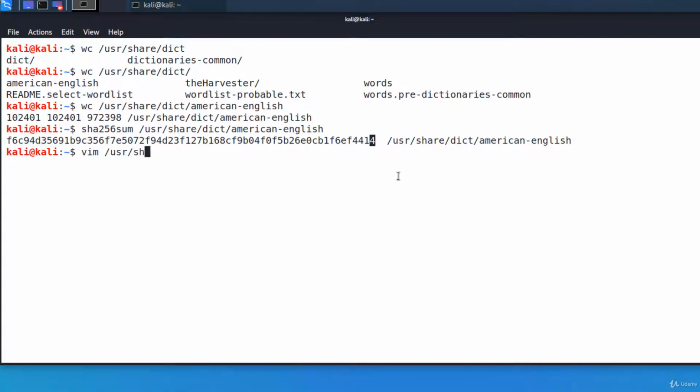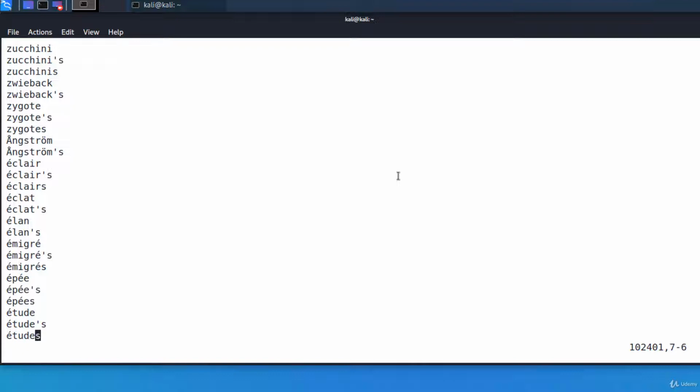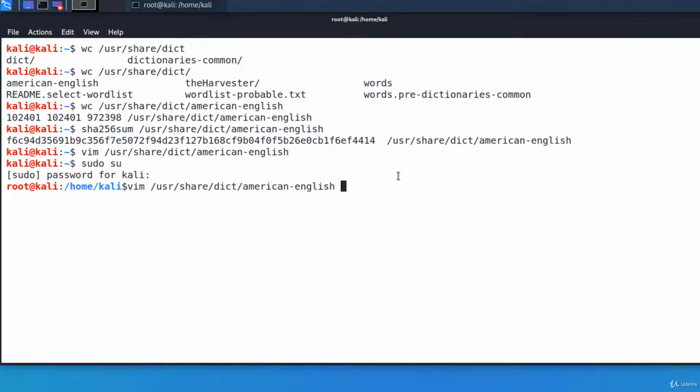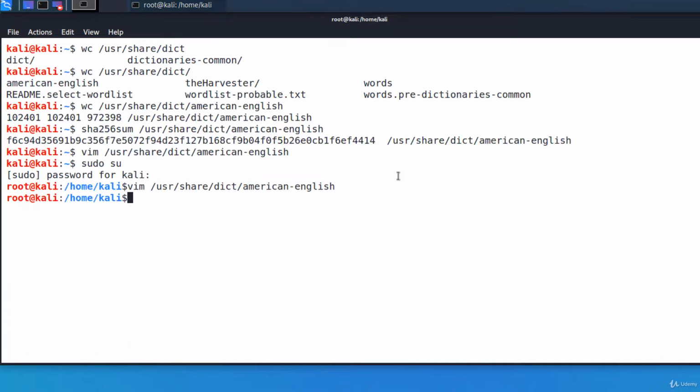I'm opening the file using Vim, and at the end of the file, I'll add a white space. Okay, and I'm saving the file. Okay, I must be root in order to be able to edit the file. No problem, it's very easy. So at the end, I'm adding a white space and I'm saving the file.